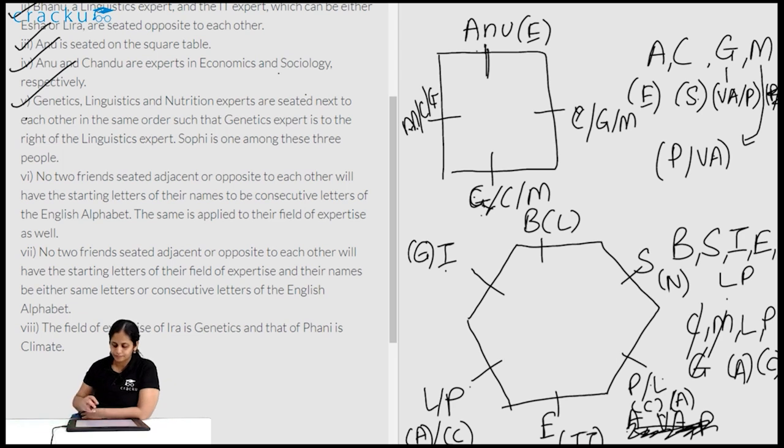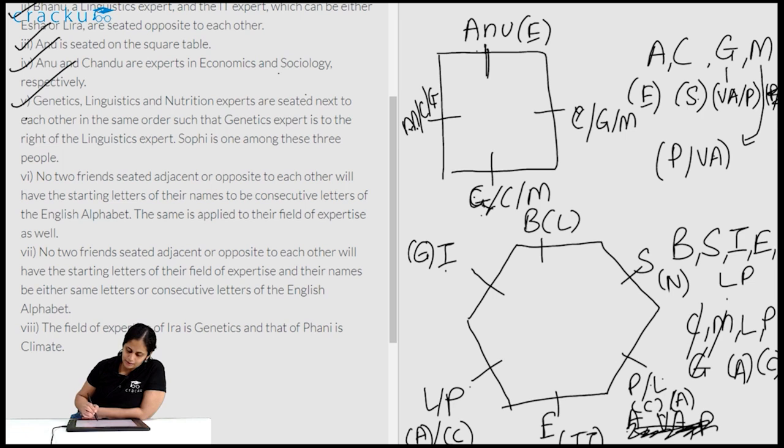So again, over here Ira can have L or P next to her. Similarly, Sophie can have both P or L next to her. So this is not helping. Similarly, G can have A or C next to it and N can have C or A next to it. So again, it is not helping.